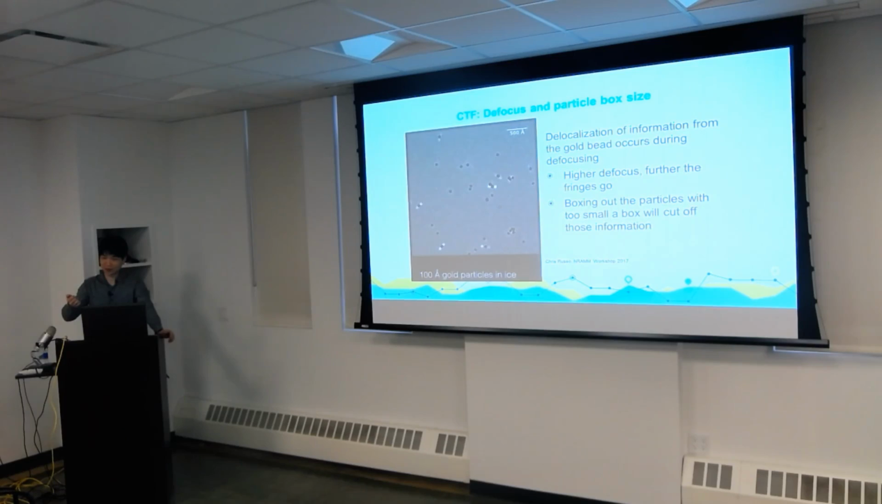So the more defocus you apply, the more the fringes will stretch out. And what these fringes represent is a delocalization of information found on that gold bead, of the structure itself, that gets spread out in real space because of your defocus. So at focus, you have minimized that, but the higher the defocus you go, the further the fringes go out. And another effect is that if, for example, I cut out the particle and box it out, cutting out only some of the parts of the fringes we see, you actually lose that information, and then you cannot take it back once you do reconstructions.